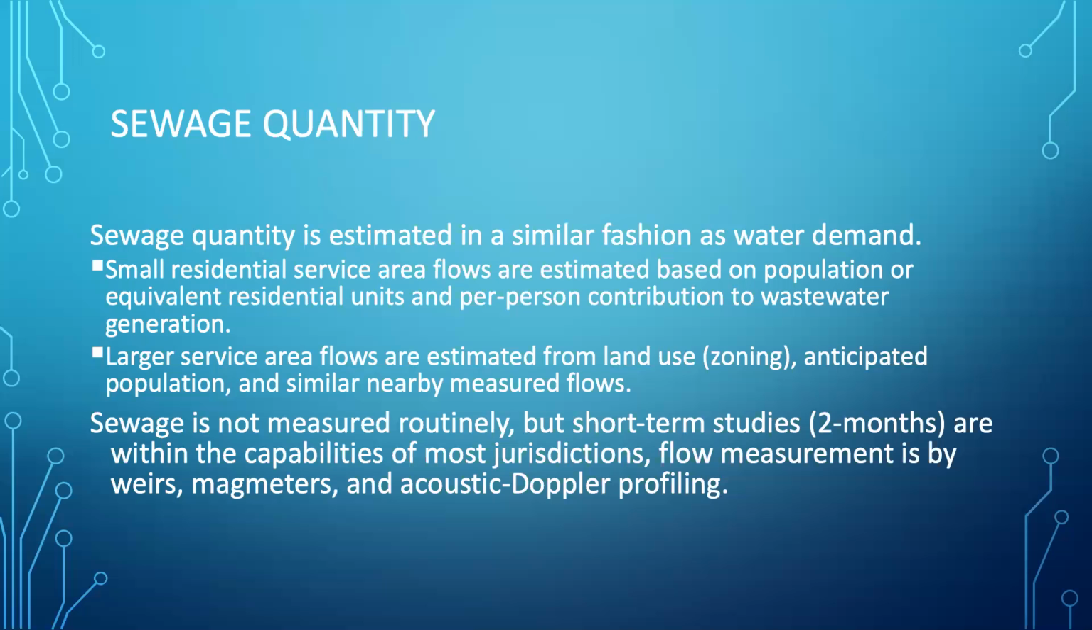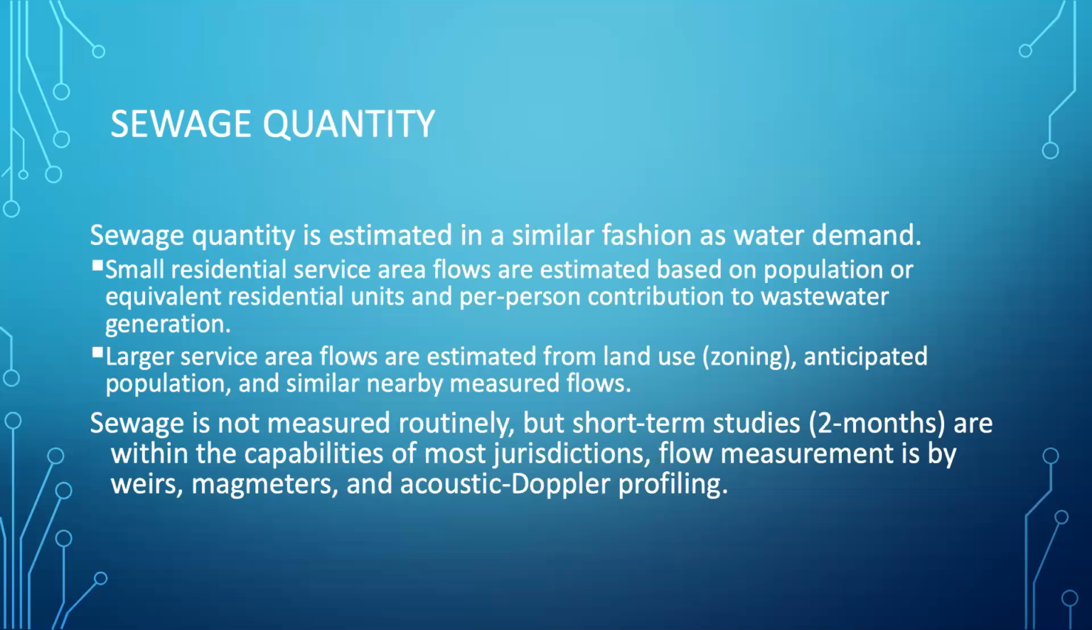So small residential service area flows are estimated based on population or equivalent residential units and per person contribution to wastewater generation. Larger service area flows are estimated from land use, anticipated population, and similar nearby measured flows. And that concept of measured flows is interesting. Sewage is not measured routinely. We don't build sewage systems and then routinely install flow meters at different points in the system. That may be changing, so that statement may actually be incorrect nowadays. But I'm not aware of it being a routine measurement.